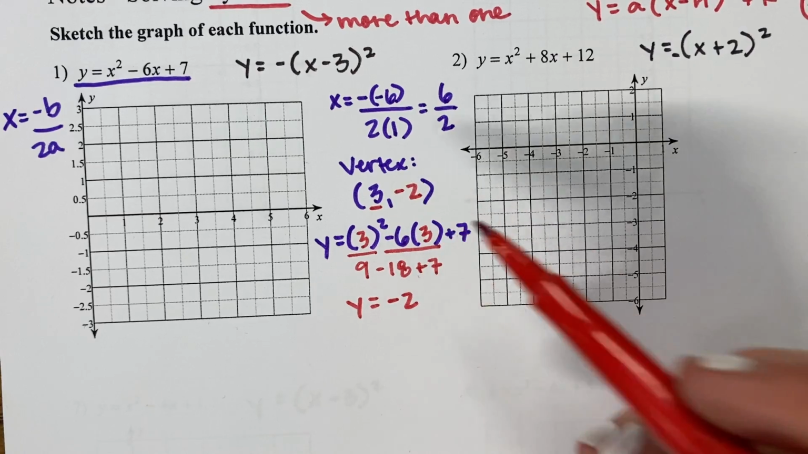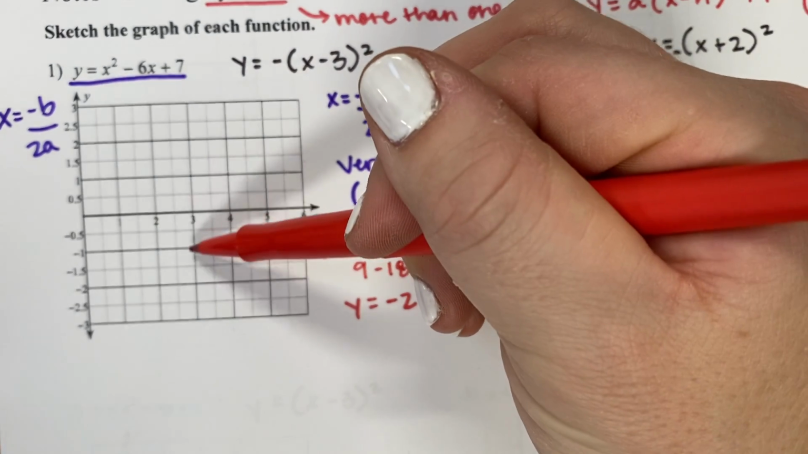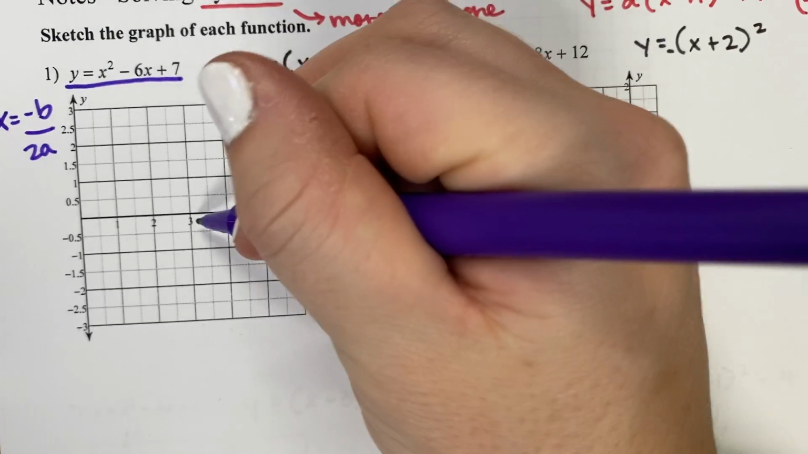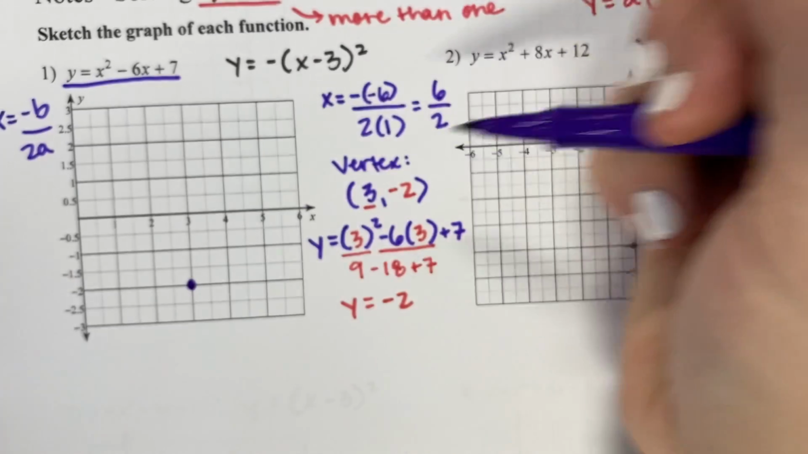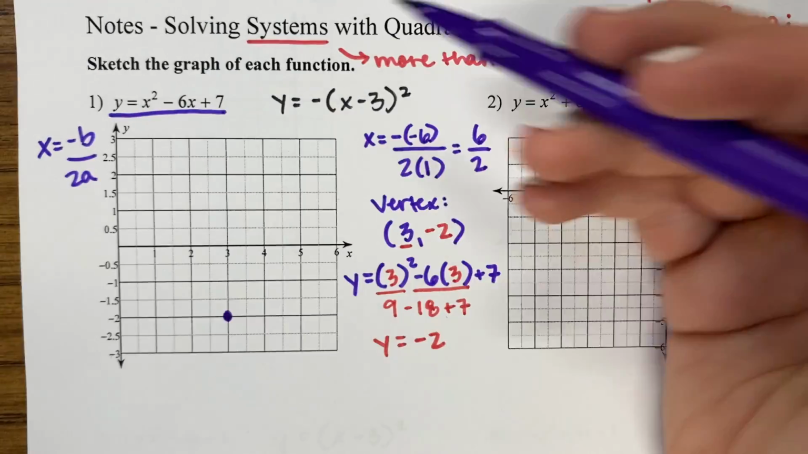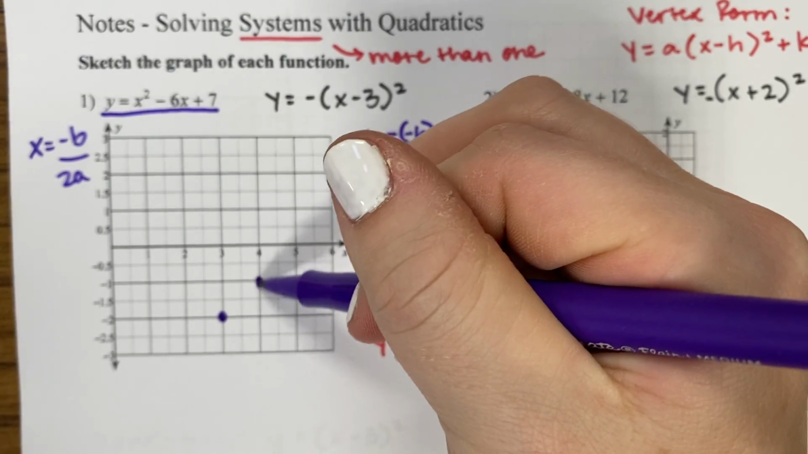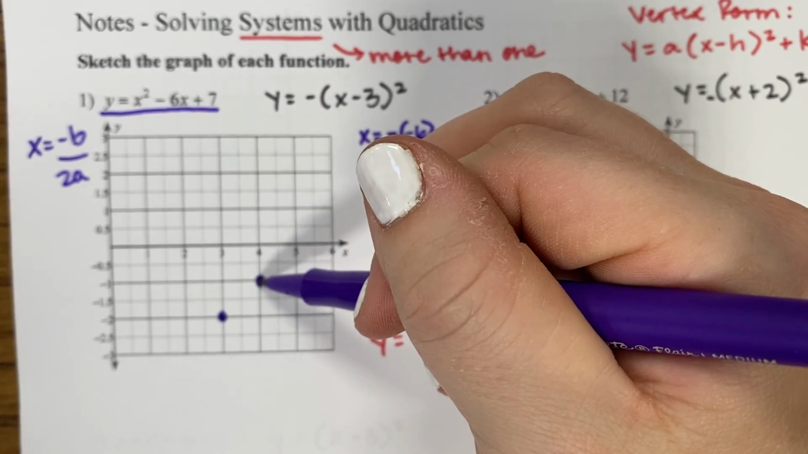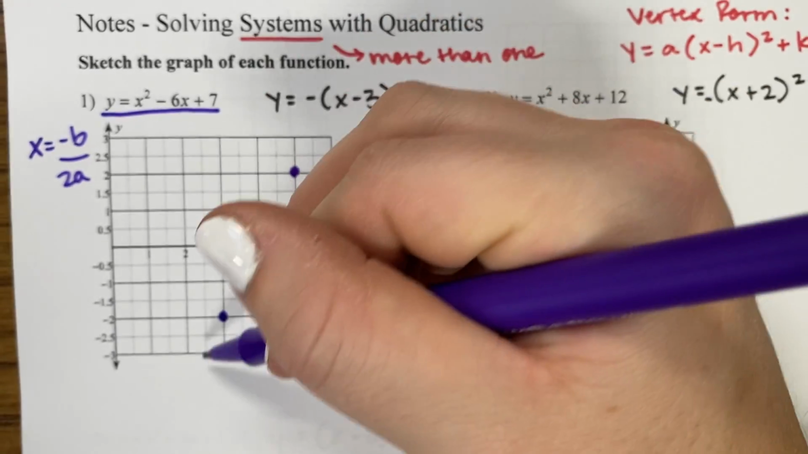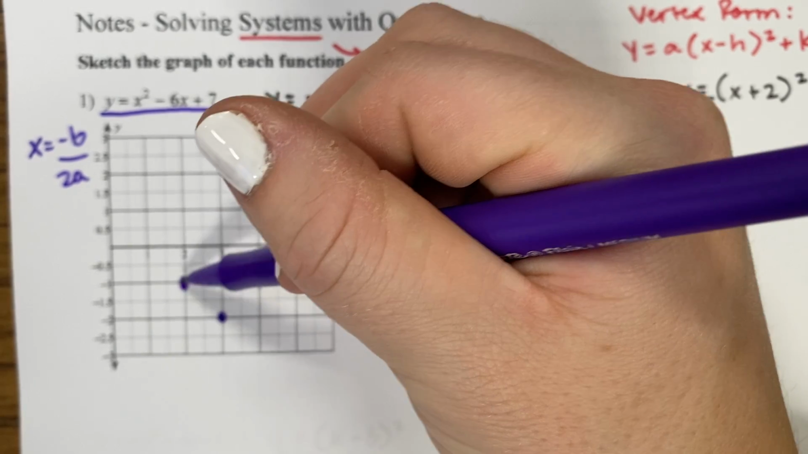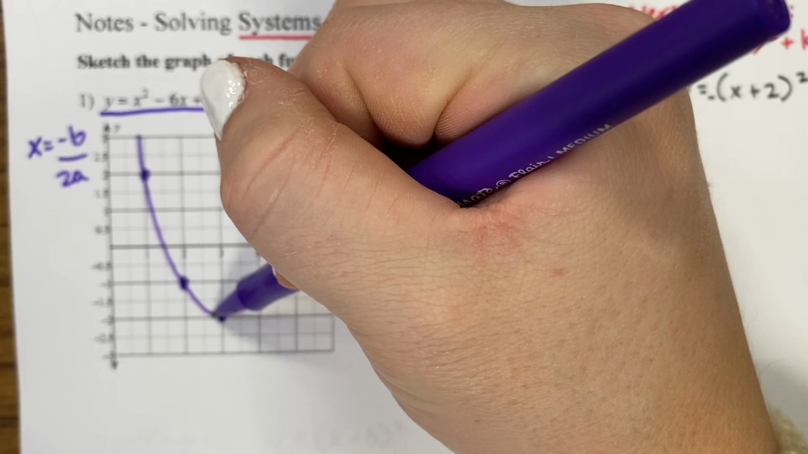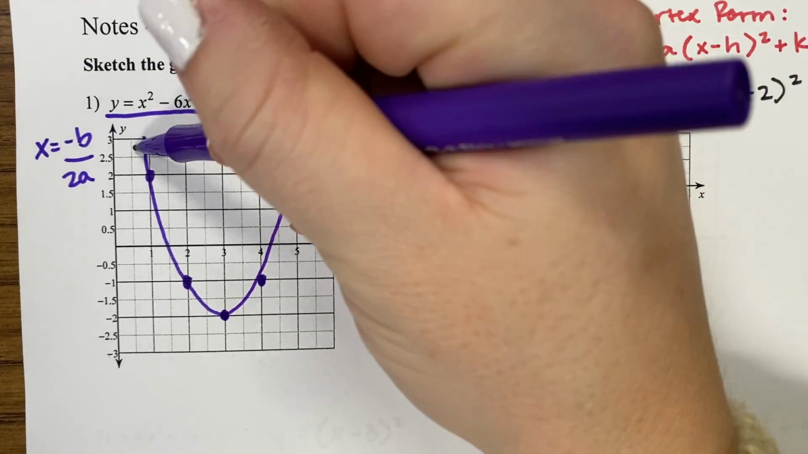Now I can graph my vertex. My vertex is at positive 3, negative 2, and I'm going to graph this in purple to show you that it's the purple one. Now we just remember our pattern. If my a is positive 1, that means it's going up. So up 1 and over 1, and then up 3: 1, 2, 3, over 1. It's the same on both sides, so make it symmetrical. Up 1 over 1 on this side, and then up 1, 2, 3 over 1 on that side. And there is my parabola for my purple one.